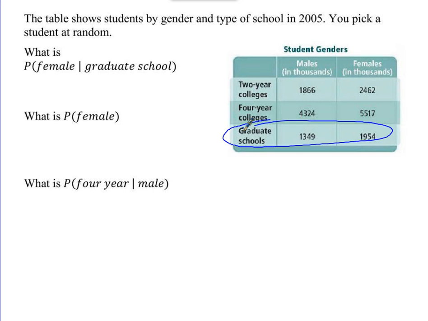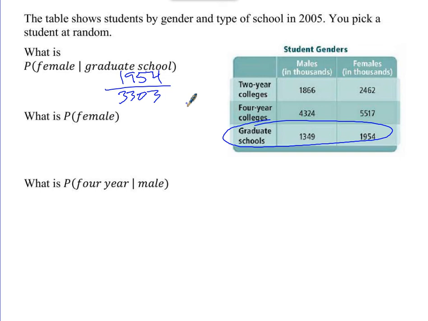So how many people were females who went to graduate school? 1954. Divided by how many people went to graduate school? So then you'd add up those two numbers. 3303? That's how you set that problem up.